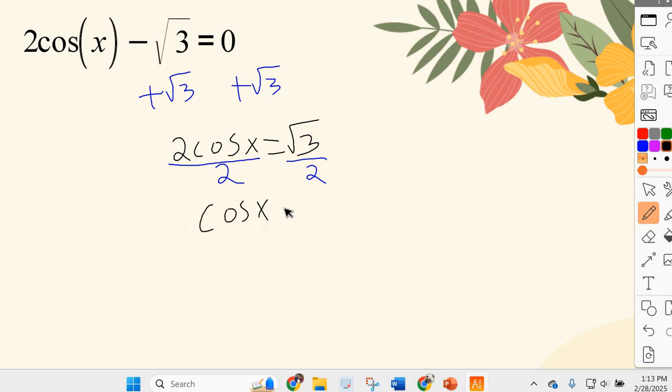Does the square root of 3 over 2 look familiar? It should. It's on our unit circle. So we're trying to figure out where cosine is equal to square root of 3 over 2. Cosine is our x value. So where is cosine that? At 30 degrees. Let's put it in radians, please. Pi over 6 is the only place.